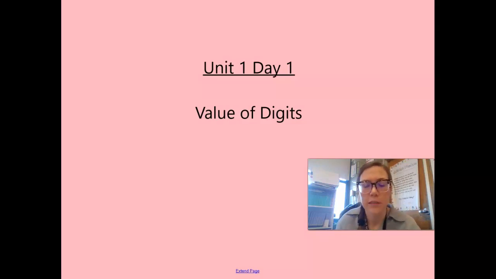Okay. So today's lesson is going to be about the value of digits. That's all we're going to focus on. Reading numbers as a whole number, finding a digit in the number, and determining what that digit really represents as a value of a larger number. Okay? So here's our learning target.